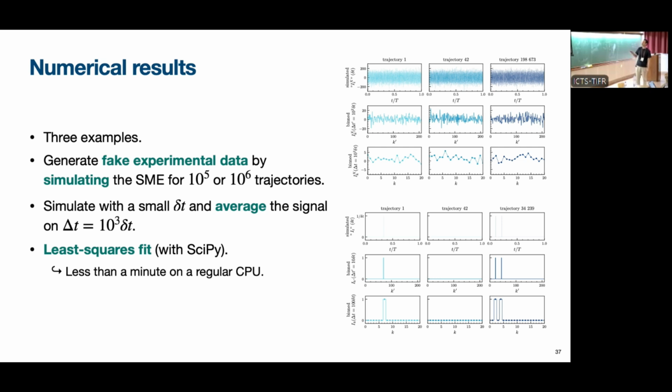So at the top right, you see 3 trajectories for the diffusive stochastic master equation. The very refined one, the one digitized with a small time step, and the actual one digitized with a realistic time step. And this is the same for the jump equation.